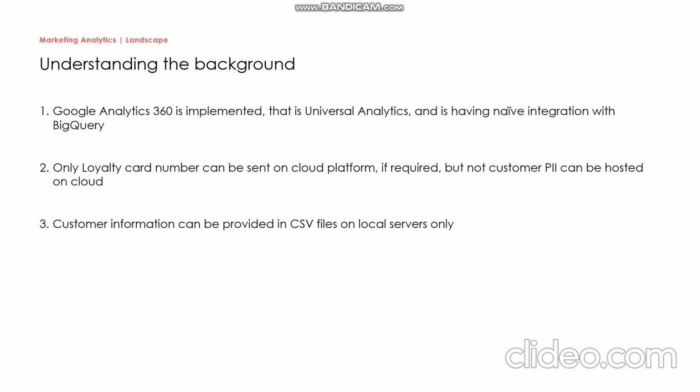Now, since we are having our loyalty card information, all the customer related information in-house, we are going to assume that we can only put loyalty card information on cloud. Because remember, our customer information can have a lot of PII fields, that is personally identifiable information. For example, their phone numbers, their names, their addresses, and all these kind of things. And we do not want to put that information on the cloud.